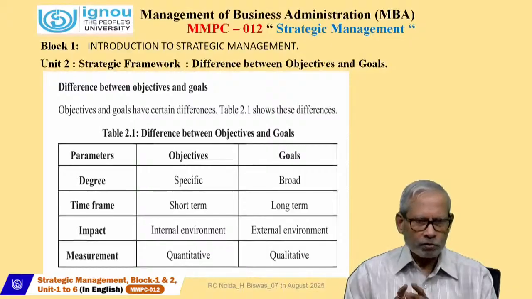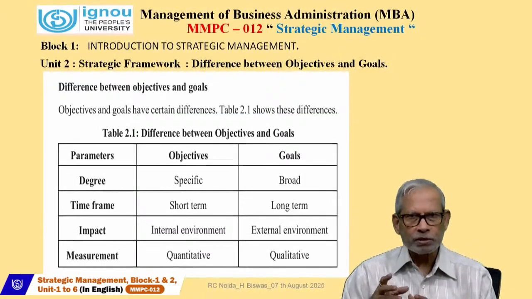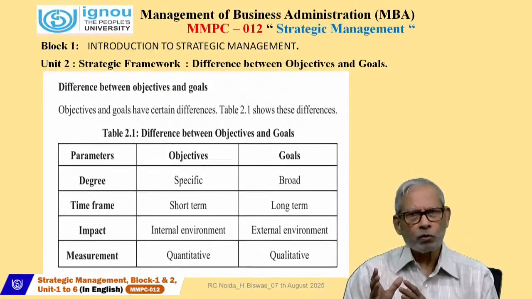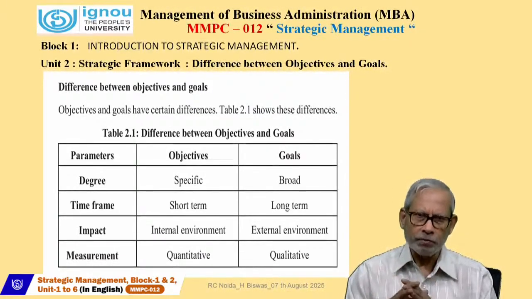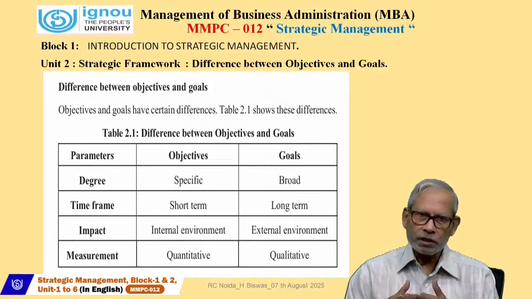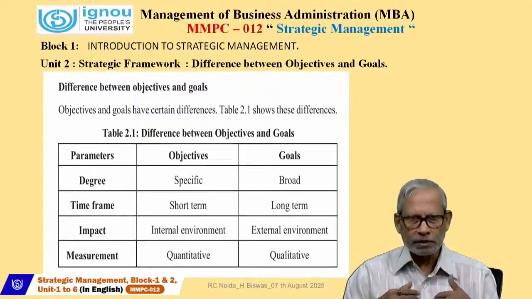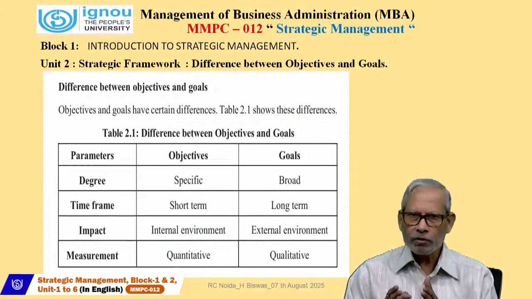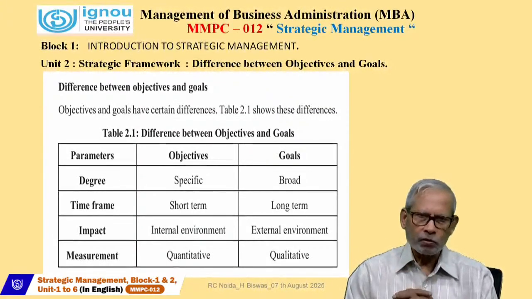Now coming to some of the differences between the objectives and the goals. Sometimes we are confused about what is the goal and what is the objective. It seems to be the same, but some differences are there. First you have to see the parameters: the degree, time frame, impact, and measuring point. This is the way you can compare the objectives and your goals.